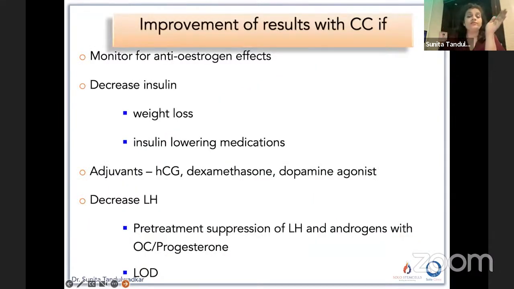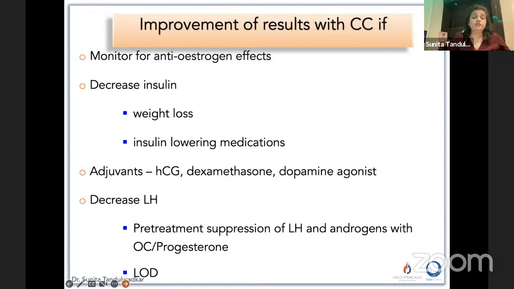So, improvement of the results with CC: if you concentrate on this, if she is overweight, do her weight loss, improve her insulin resistance. You may add on insulin resistance decreasing drugs like metformin and others. And if it is a high LH, you may give her OC pills before you start her stimulation. So you may get this high LH in a PCOS patient. So you give them an OC pill and then you start it.